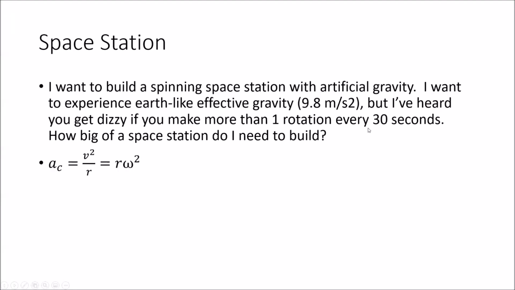So I want to build one, because of course I do. I want to build a spinning space station with artificial gravity, and I want to experience Earth-like effective gravity, 9.8 meters per second squared, but I've heard that you get dizzy if you're spinning too fast. That totally makes sense. So if you make more than one rotation every 30 seconds, you're going to get dizzy. So that is going to affect how large of a space station I need to build.